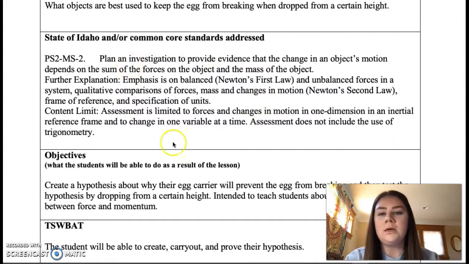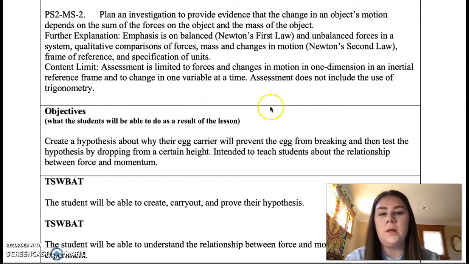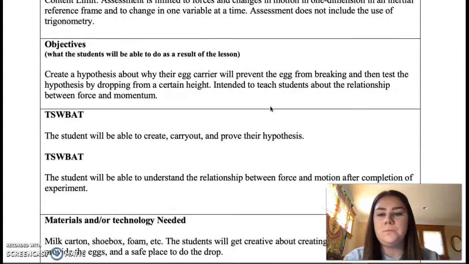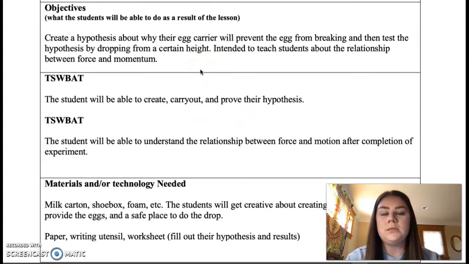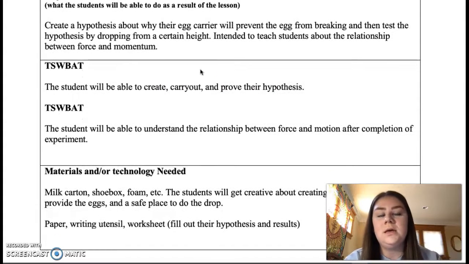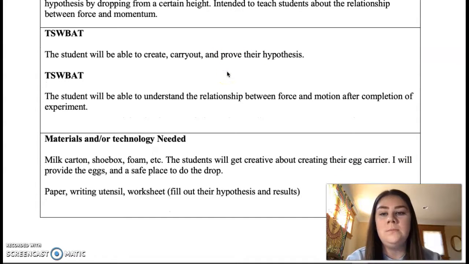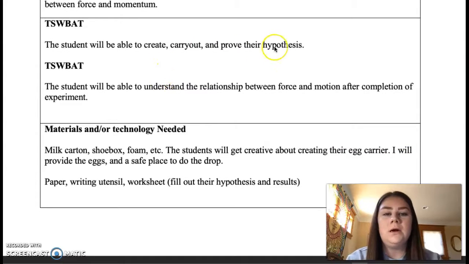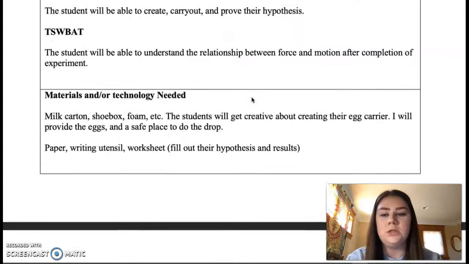I don't want to read the entire standards to you because of time, but basically we're going to be learning about Newton's laws of force and motion and applying that to their experiment. So the students are going to create a hypothesis about why their egg carrier will prevent the egg from breaking, and then we're going to test the hypothesis. And this is intended to teach students about Newton's laws of force and momentum. They'll be able to create, carry out, and prove their hypothesis after this, and then they will also have an understanding of the relationship of force and motion.